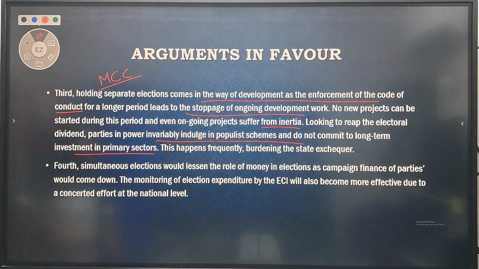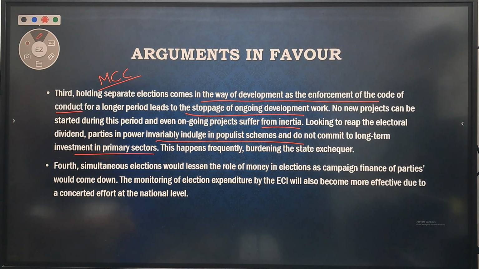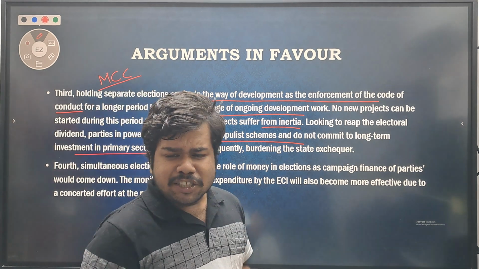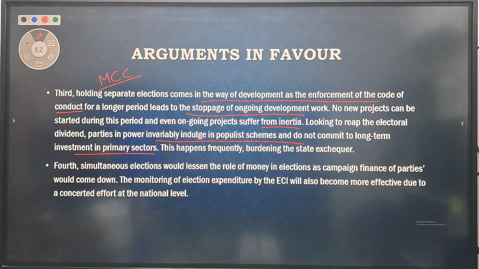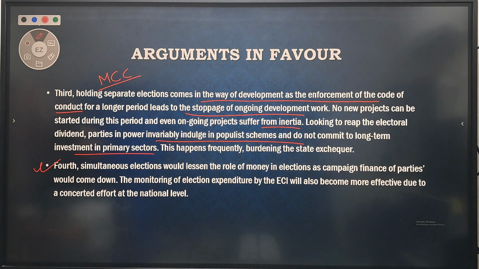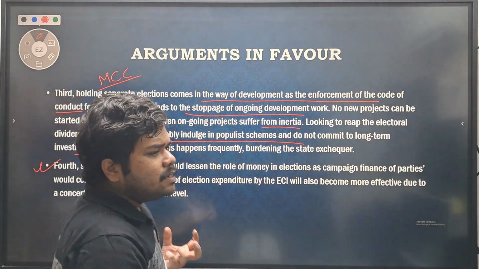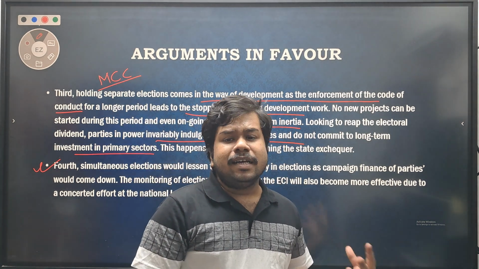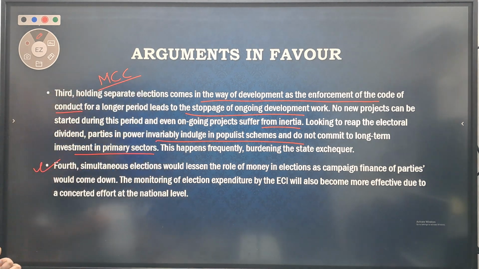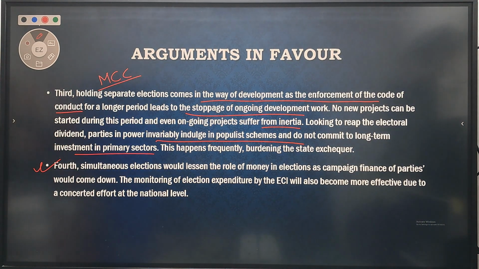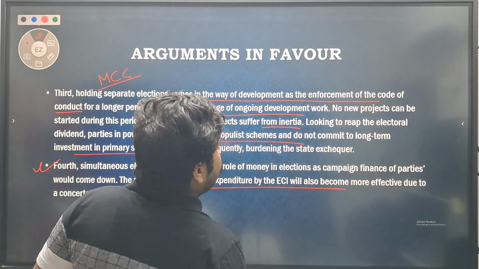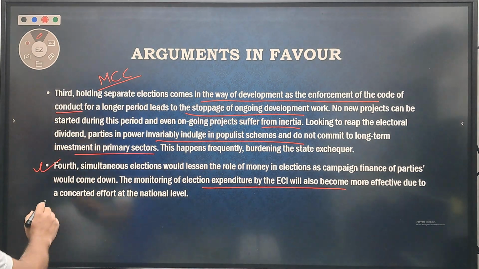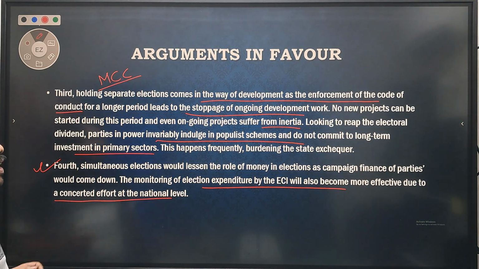This happens frequently, and this will cause a burden on the state exchequer. Okay, so the fourth point is that simultaneous election would lessen the role of money in election. Lakhs and crores of rupees are spent by the candidates or the political parties in the elections. That would come down in case of simultaneous elections. The monitoring of election expenditure by ECI would also become more effective due to a concerted effort at the national level.